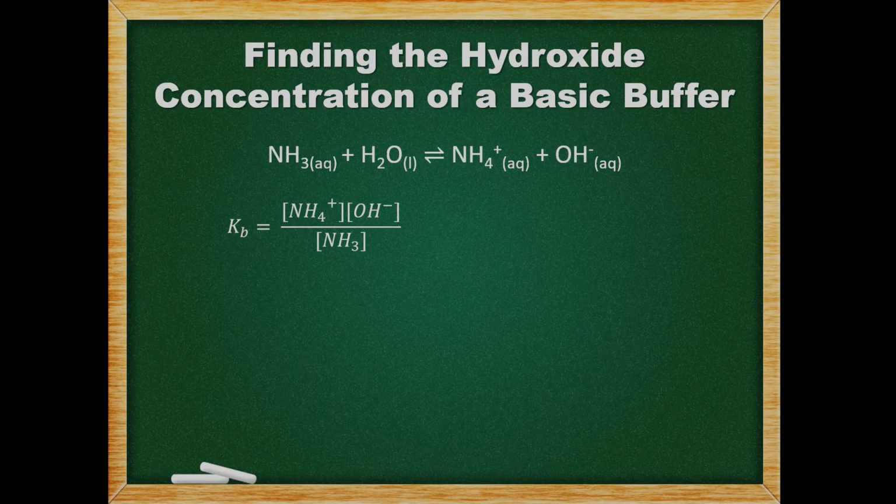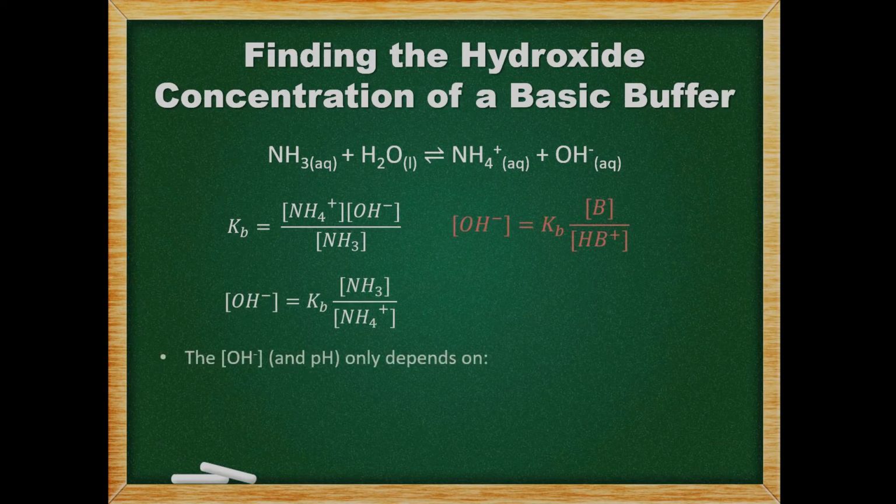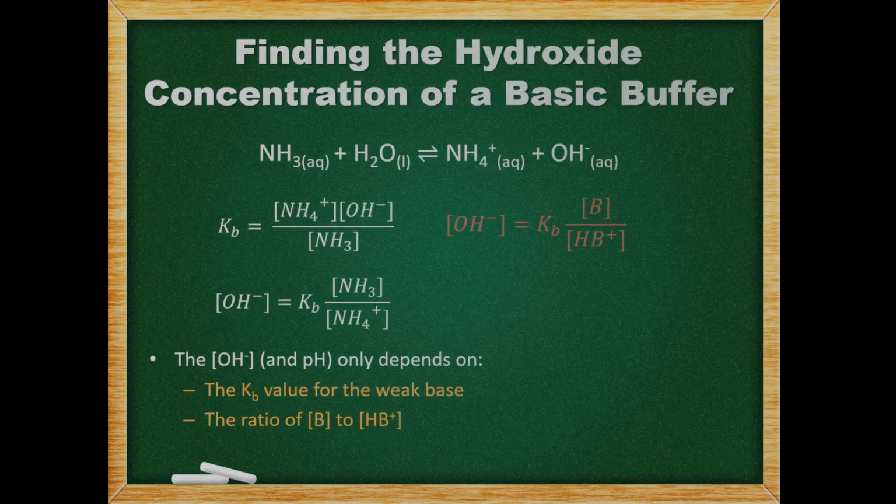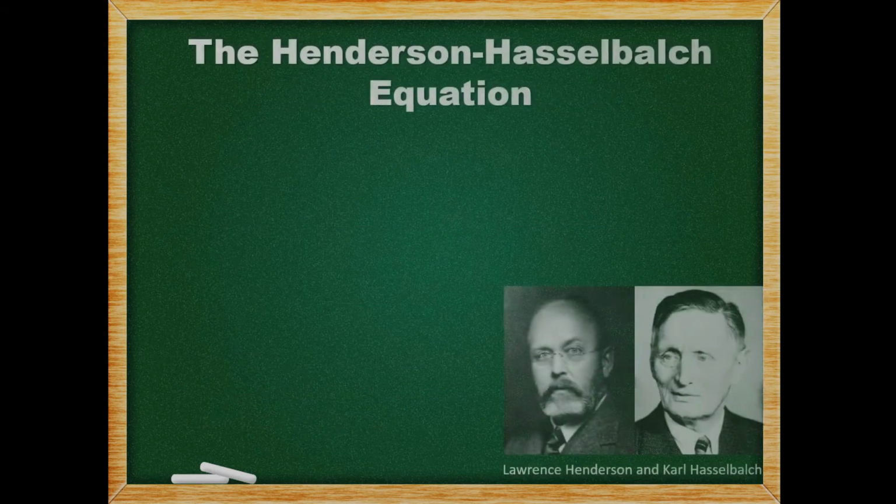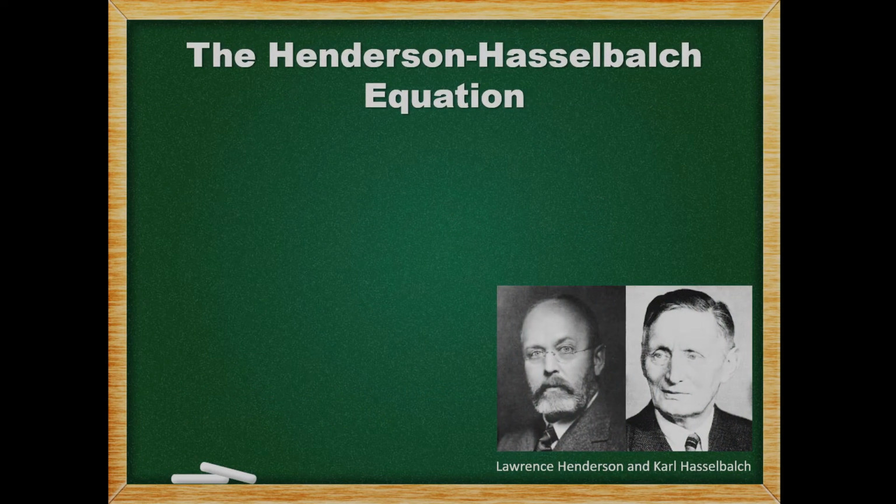We can do the same thing for a basic buffer by rearranging the Kb expression. Similar to the hydronium concentration of the acidic buffer, the hydroxide concentration only depends on the Kb value and the ratio of the weak base to its conjugate acid. However, rather than using those equations, we can instead refer to the Henderson-Hasselbalch equation.